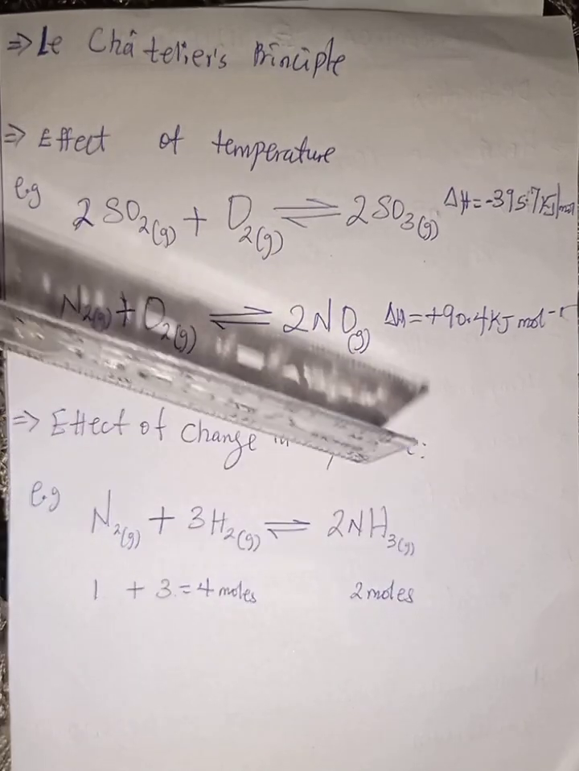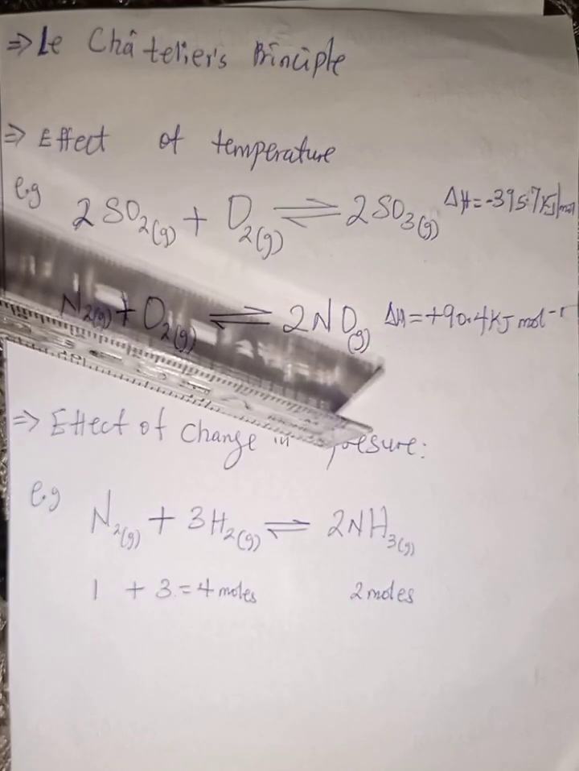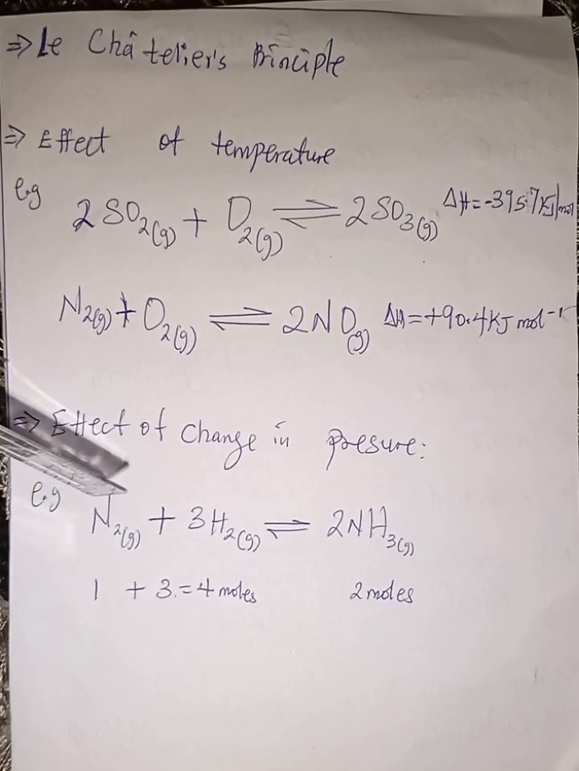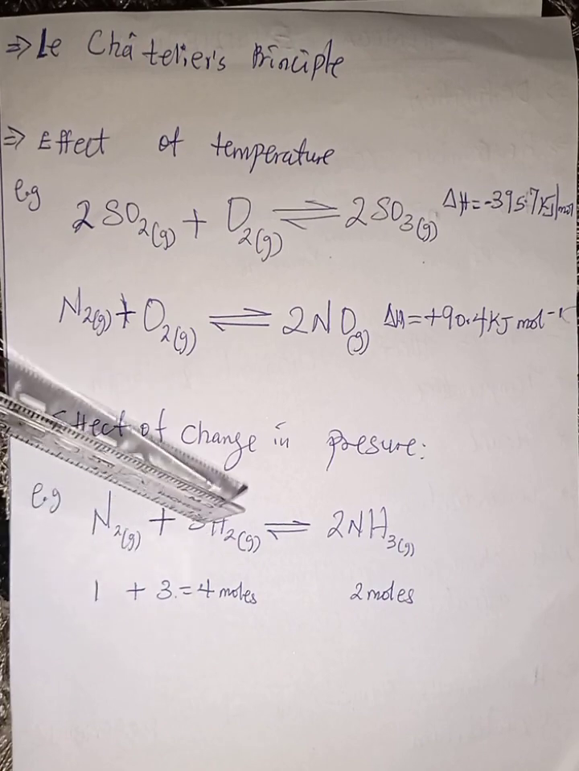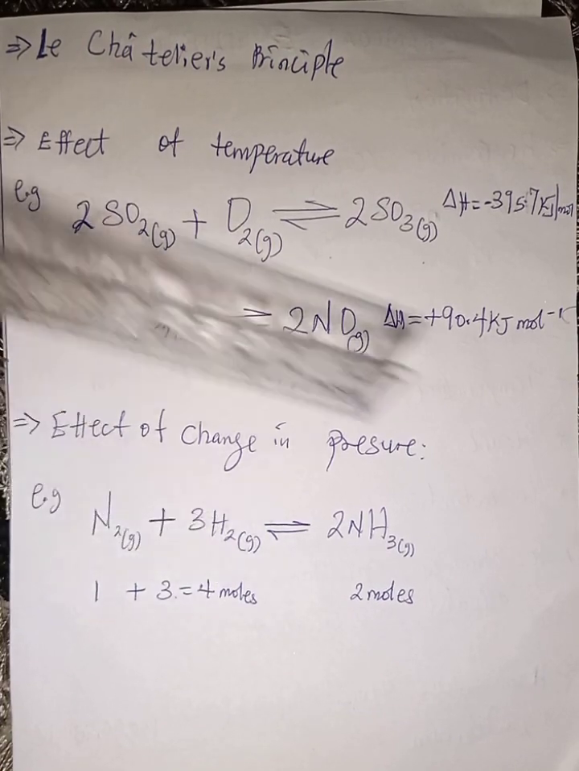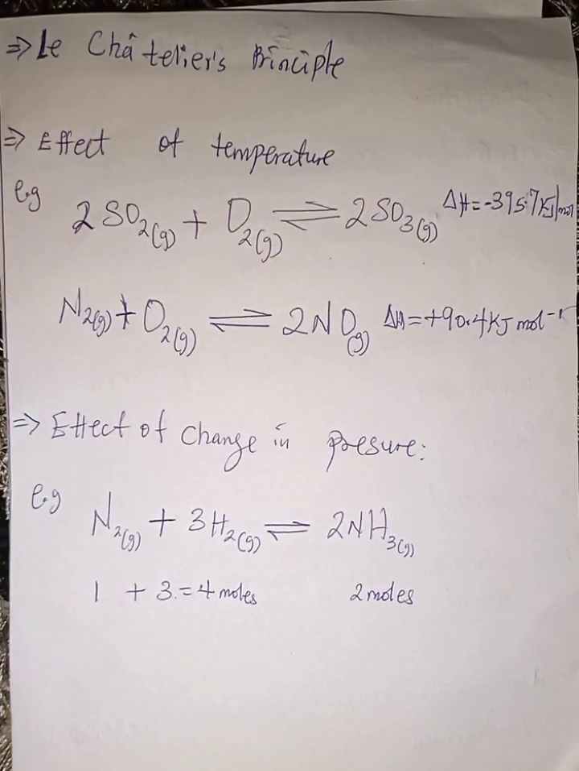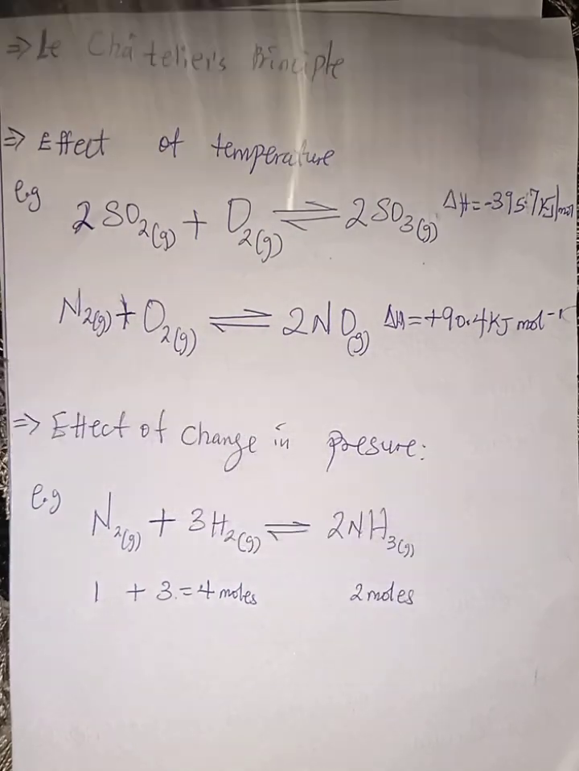So everything that is in gaseous state will count. So you calculate how many moles of the reactant we have. 1 mole of nitrogen plus 3 moles of hydrogen will give us a total of 4 moles. How many moles of ammonia? We have 2 moles.